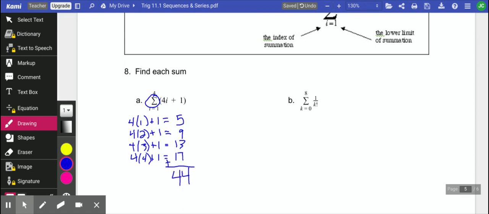Okay. All right, the next one, this does not look as fun. So first thing we're going to do is we're going to plug in 0, 1 over 0 factorial. I'm just going to leave it that way. Then we're going to plug in 1, 1 over 1 factorial, and then 2, and then 3, and then 4, and you're going to keep plugging in numbers until you get to 8, because that's the top. That's our upper limit.